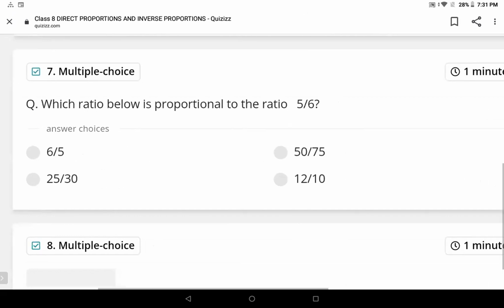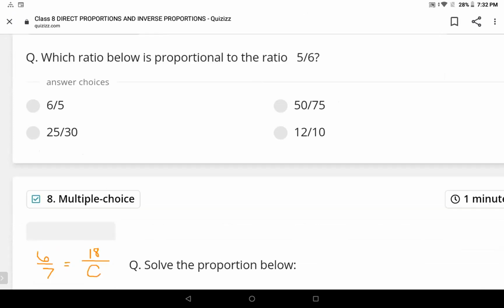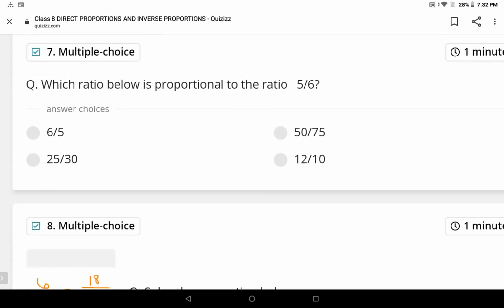Seventh question, which ratio below is proportional to 5 by 6? Just to see, 25 by 30, because 5 into 5 is 25 and 6 into 5 is 30.